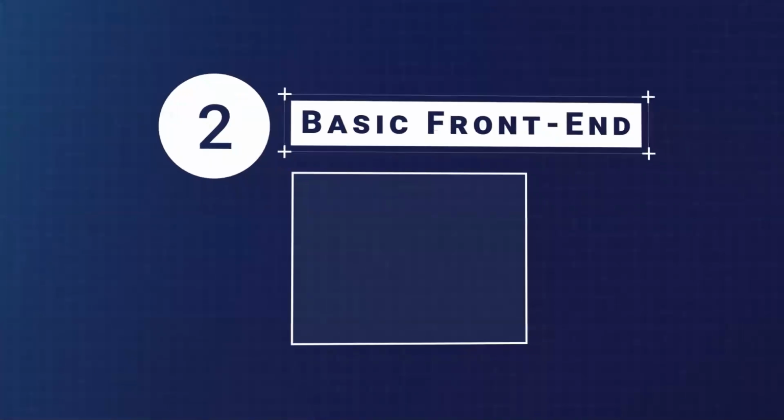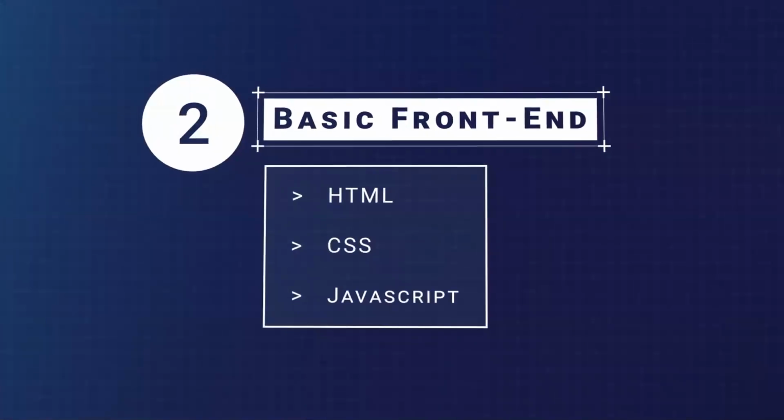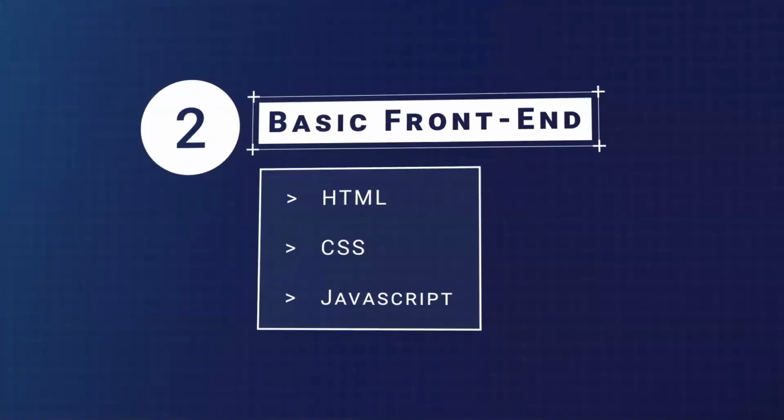Now that we've covered some of the broader concepts of what web development is, let's get into more of the details, starting with the front end. The front end of a website is made up of 3 types of files: HTML, CSS, and JavaScript. These files are what is loaded in the browser on the client side.